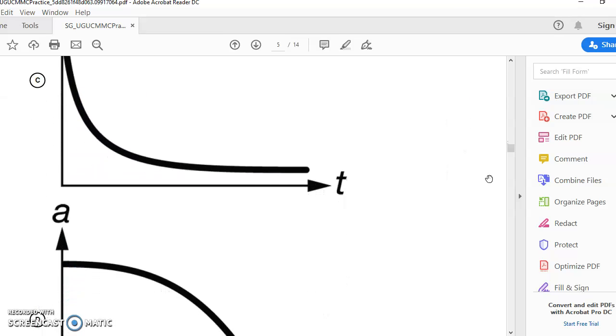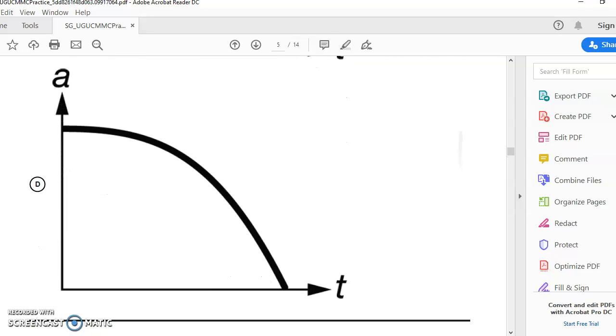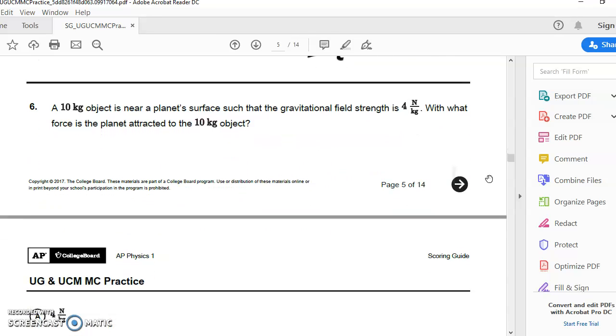A would be acceleration getting smaller. D, they're all getting smaller, so it has to get bigger. And I just showed you why. So that's why B is correct.